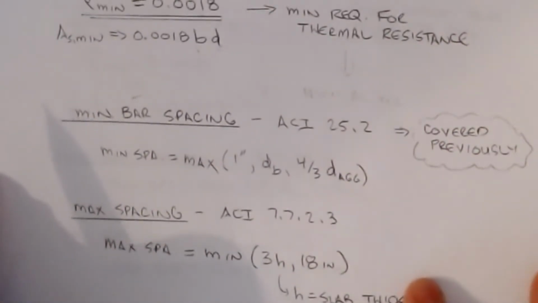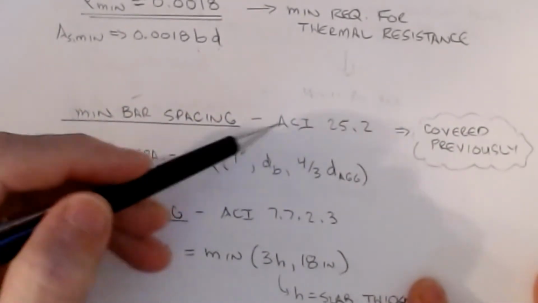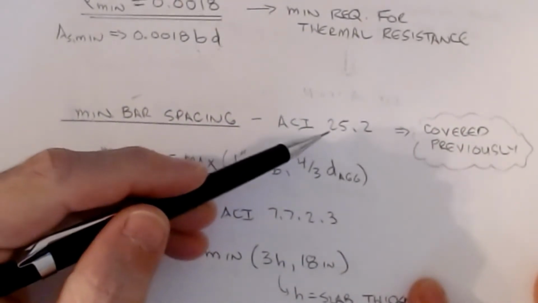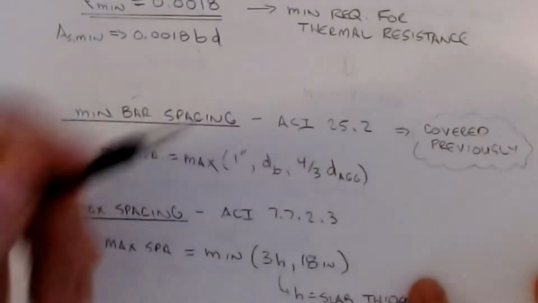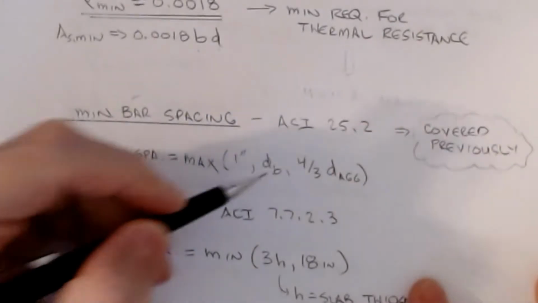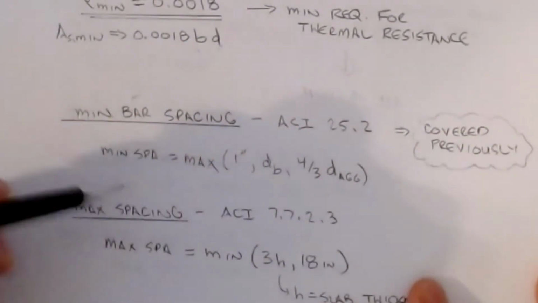A couple other things for the main reinforcing that we need to look at. We have our minimum bar spacing, which you've seen before. This is over in ACI 25.2. We covered this earlier. The minimum spacing is the maximum value of either 1 inch, the bar diameter, or 4/3 of the max aggregate size. So again, you've seen that before.